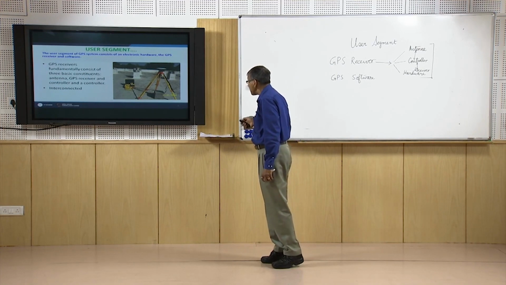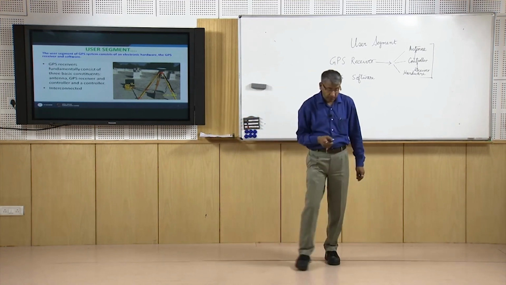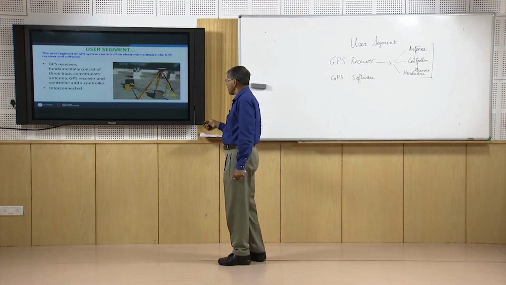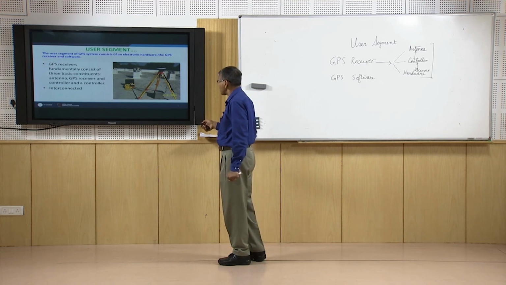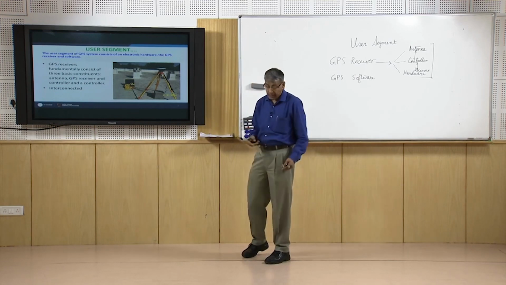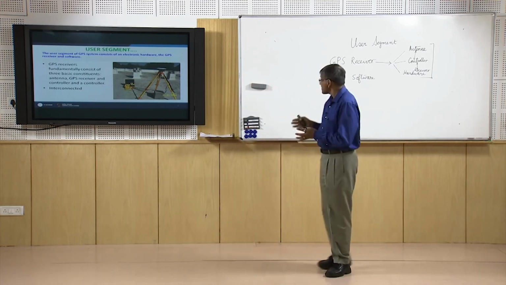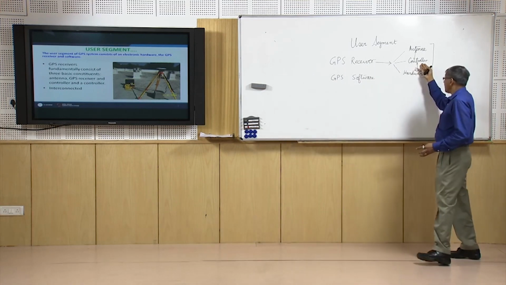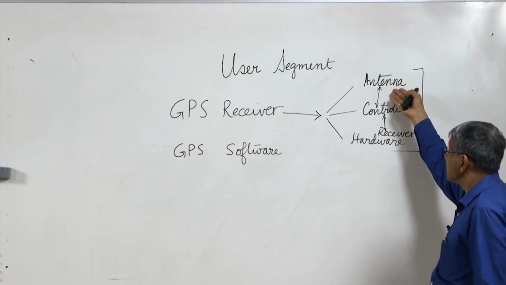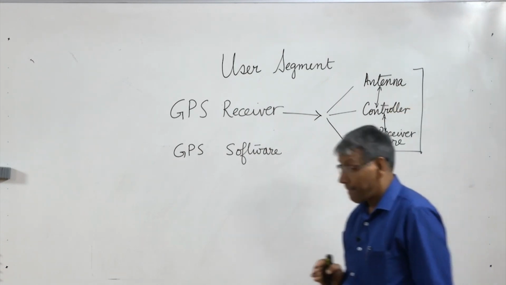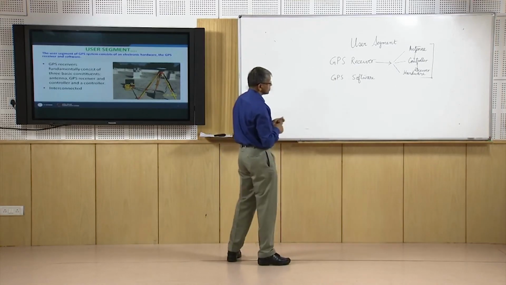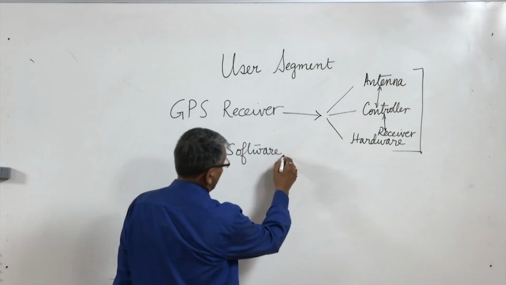How this antenna will work depends on the command or control statement given by the controller to the antenna. That means the controller is the part of the instrument which controls the functioning of the antenna as well as the hardware receiver. Now how does it do this? It does it through software.